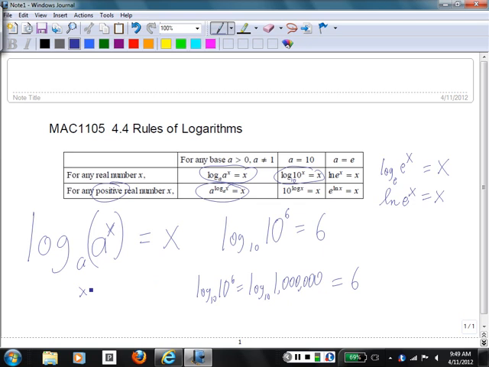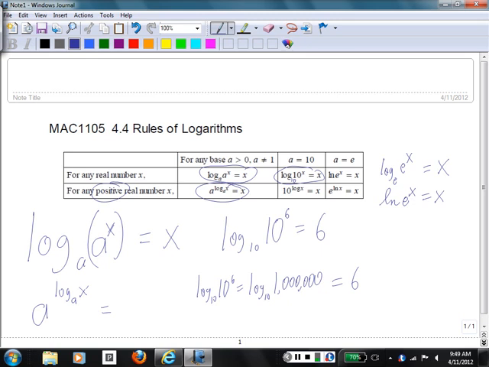So let x be positive and find log base a of x. Now this will give us the power that a can be raised to get x as the answer. That's what it tells us. So suppose we get the power that a can be raised to get x as the answer, and we raise a to that power.